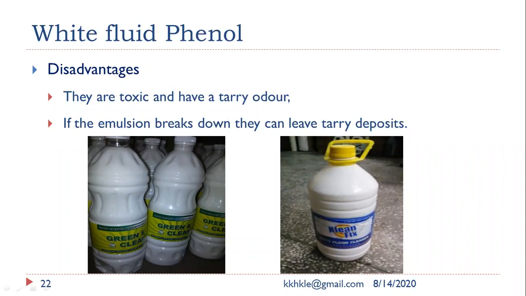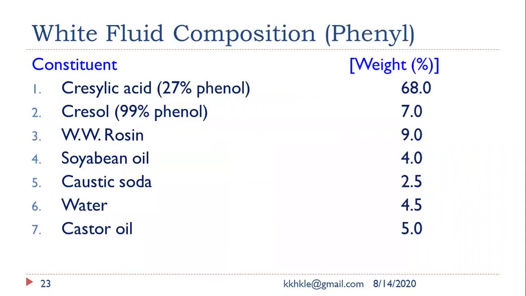So the composition of this white fluid phenol, which we usually call the phenol, contains cresylic acid 20, equivalent to 27% of the phenol, which is 68% weight by volume, and the cresol, which is equivalent to 99% phenol, is present at 7 parts, that is 7% weight by volume. Apart from that, it contains WW rosin, which is usually the fragrance, and soybean oil, caustic soda, and castor oil. They are used for the formulation, that is for preparing the emulsion, and water is used as a diluent.